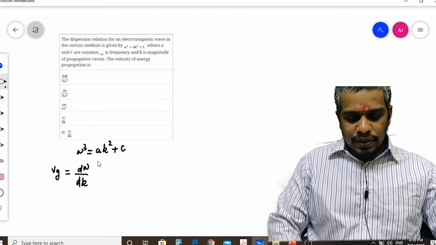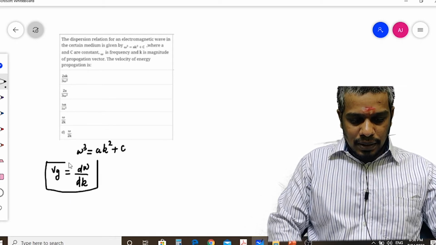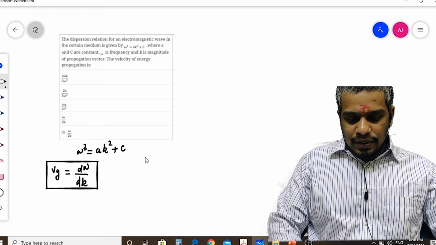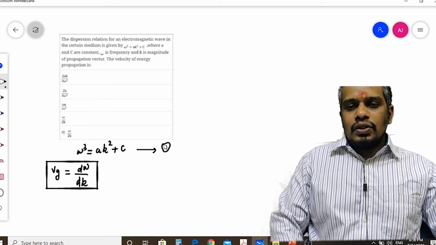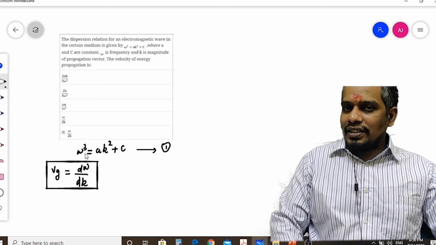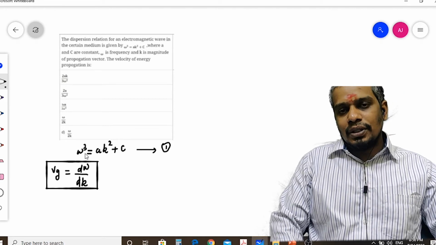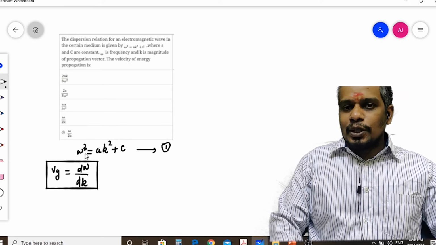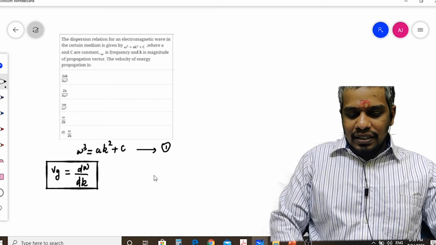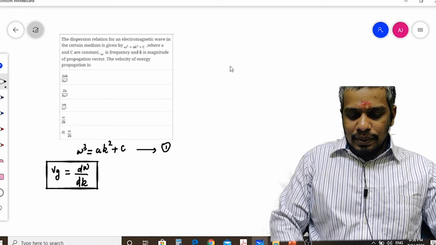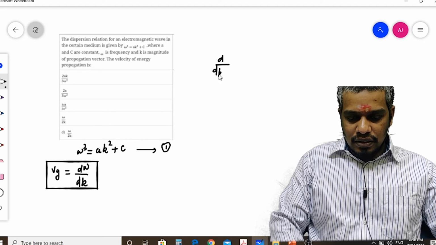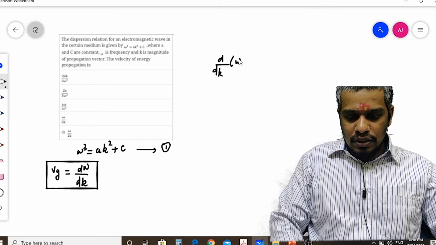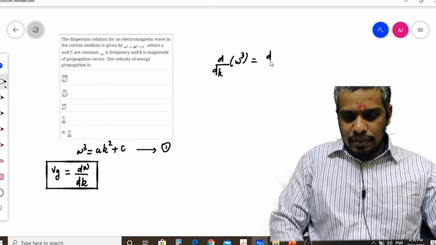Now maybe we can put a bracket around this formula. We want to take the derivative of the given dispersion relation, so we take the derivative of the left hand side and the right hand side, both with respect to k. So d by dk of the left hand side, omega cubed, and then on the right hand side d by dk.